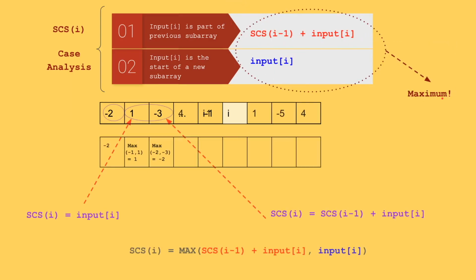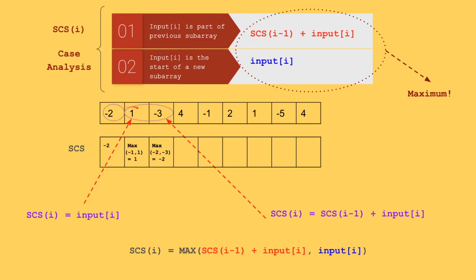Now let's see this in an example. In this array, for example, let's look at this value 1. So we have to decide if it's case 1 or case 2. If it's case 1, that means 1 is part of the previous subarray. In that case, the sum would be 1 minus 2, which is minus 1.